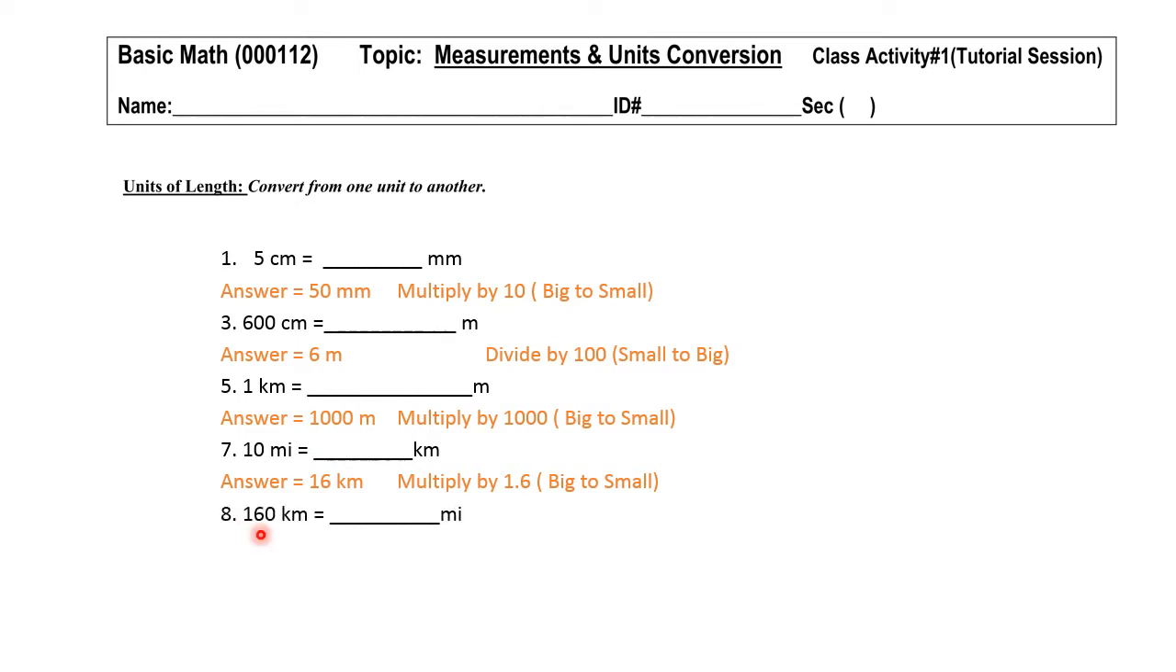Number 8, 160 kilometers into miles. We are converting from a smaller unit to a bigger one, so we divide it by 1.6. 160 divided by 1.6, we will get 100.